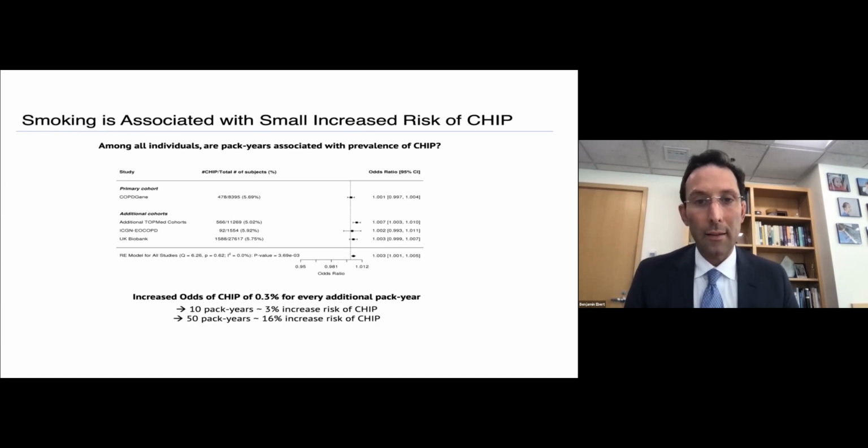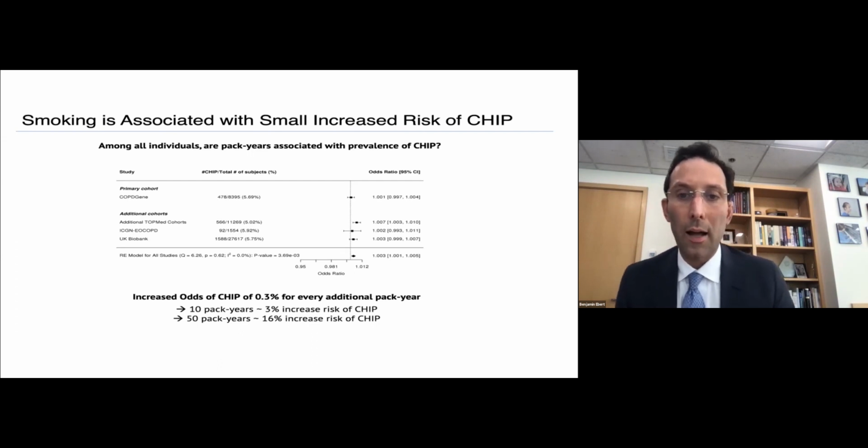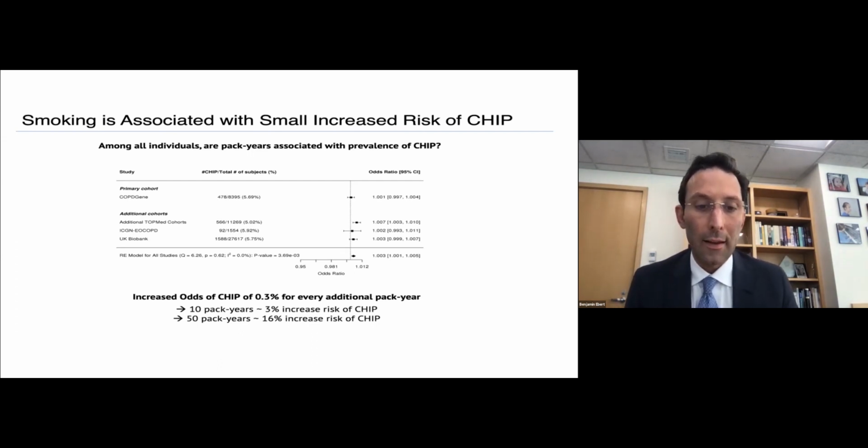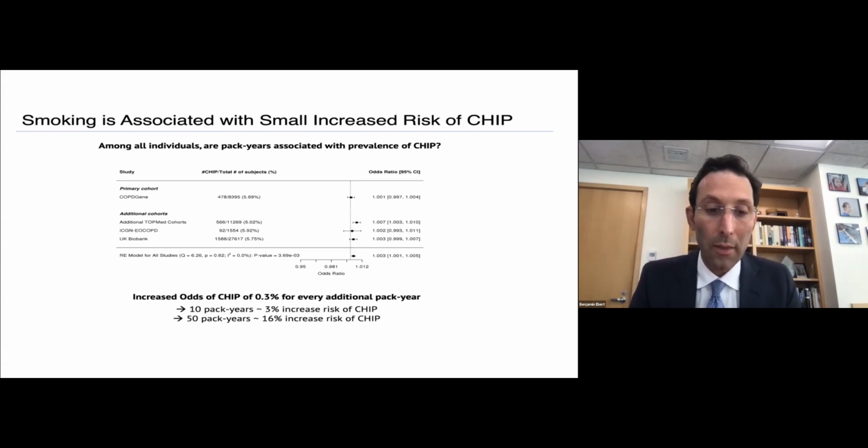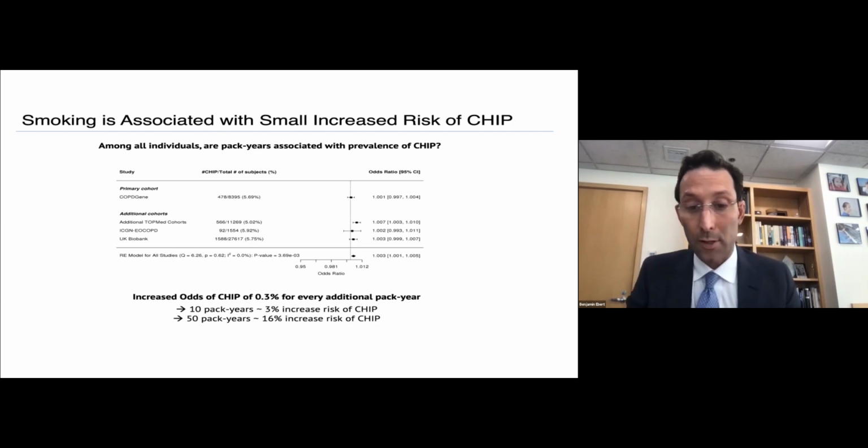Finally, we wanted to look at the association between CHIP and smoking, which is important for the risk of MDS as well. And we were able to look at actual pack years of smoking, since these COPD cohorts quantified the number of pack years per individual. And we did see a significant association between CHIP and smoking, but it is relatively modest. So the increased odds of CHIP and likely therefore MDS is about 0.3% per pack year. So a 10 pack year history of smoking was associated with about a 3% increased risk of CHIP, and a 50 pack year history of smoking with about a 16% increased risk of CHIP.